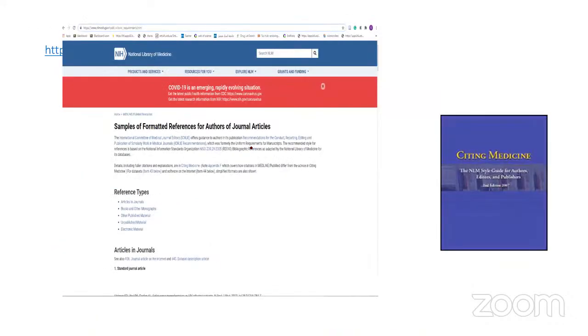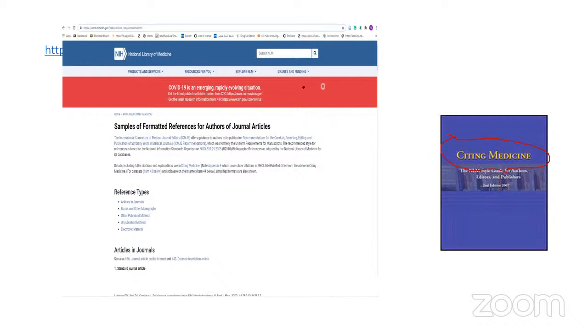Now, details regarding each type of citation: how you do it when it's a journal article, how you do it when it's a textbook, when it's a website, if it's ahead of print, all these are available in PubMed. There is actually a whole PDF of a book called Citing Medicine, which gives a very, very detailed explanation of this. This is freely available. You just go to PubMed and search for Citing Medicine.